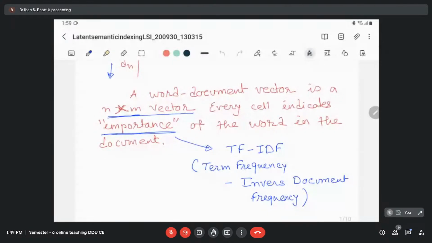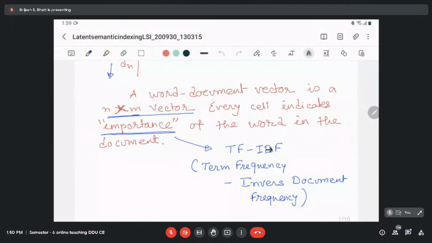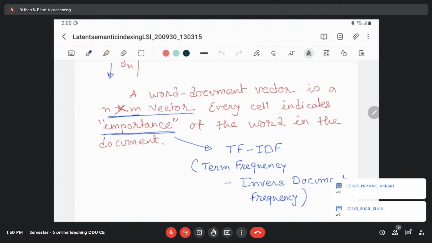So, for example, let me ask you a few intuitive questions to understand what TF-IDF is all about. If word 1, W1, occurs only twice in a document, and word 2 occurs 10 times in a document, then which word is more important for the document? Word 2, right? Okay, so this is an intuitive answer.